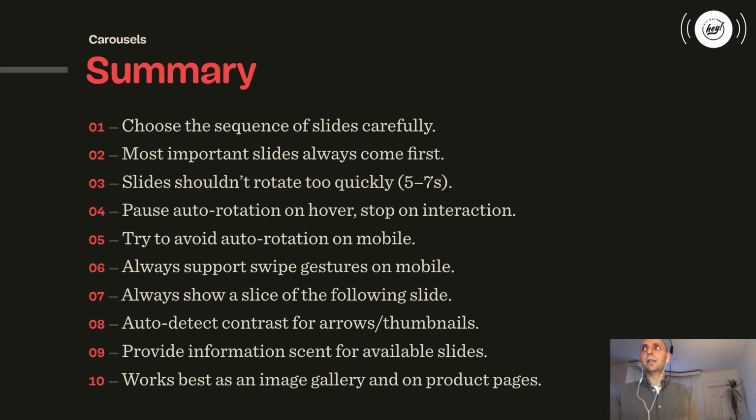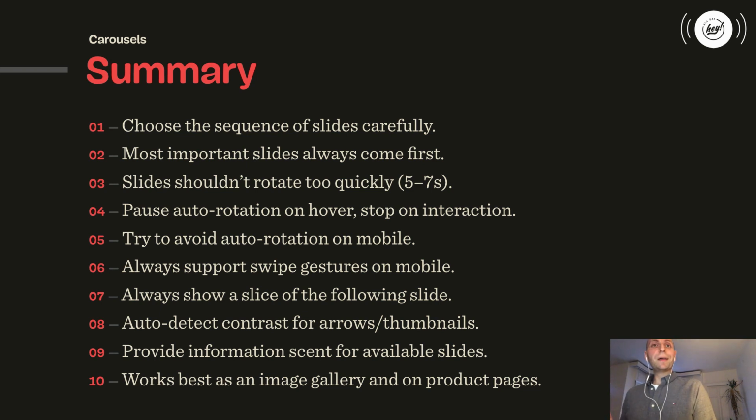They should not rotate too quickly. That's very important. Because otherwise they're distracting, people start ignoring them, and especially you can see it on mobile. Whenever you see slides rotating too quickly, people will be scrolling really fast down to avoid the carousel altogether, and you lost your chance, right? Try to avoid auto-rotation on mobile altogether. Always support swipe gestures, show a slice of a following slide, like we saw in the Amazon example, right? And provide information scent for available slides, so people can see that there is something available. And carousels work fairly well as an image gallery and also on product pages, so there is no real reason to kill them, right?